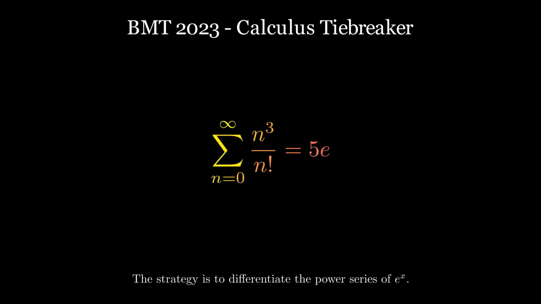Setting x equal to 1, we obtain the beautiful result. The sum from n equals 0 to infinity of n cubed over n factorial equals 5e. And there you have it.